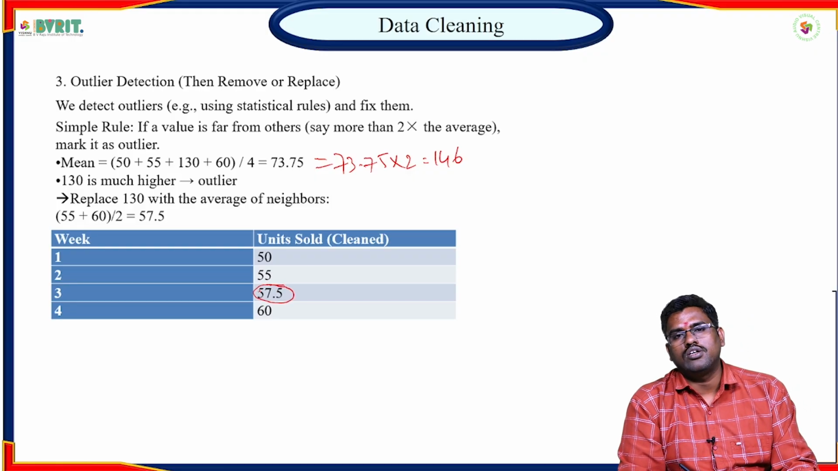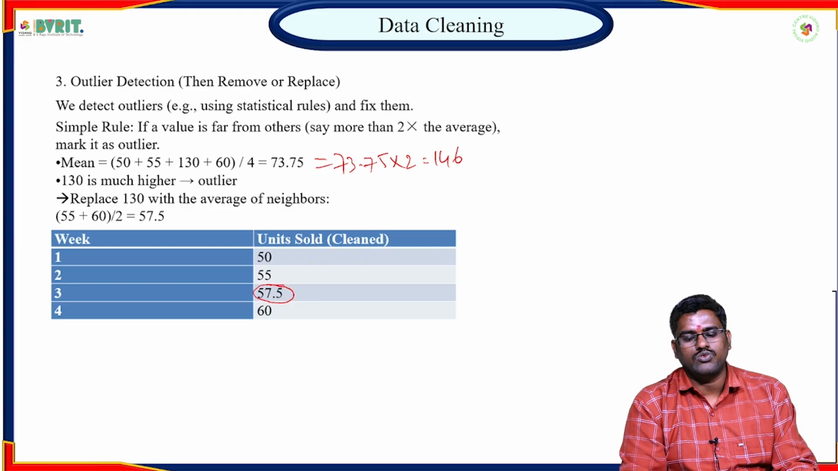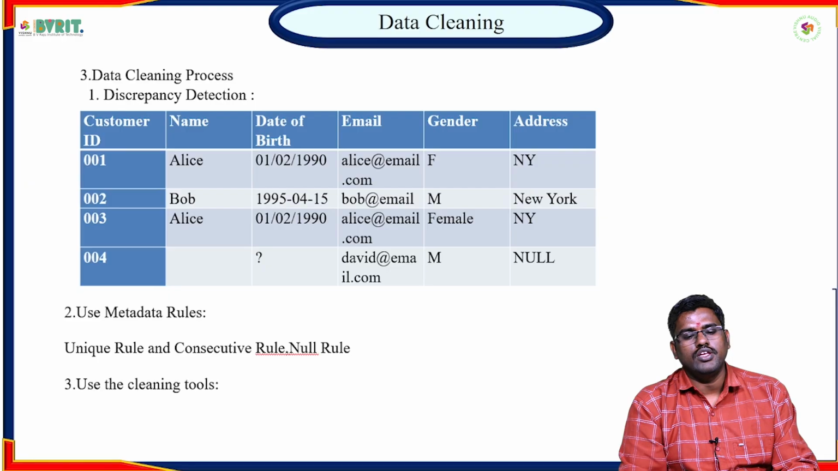So that is about the removal of noisy values from the data. The actual value for this one is 57.5. This is about noisy data. Then the next one is the data cleaning process.